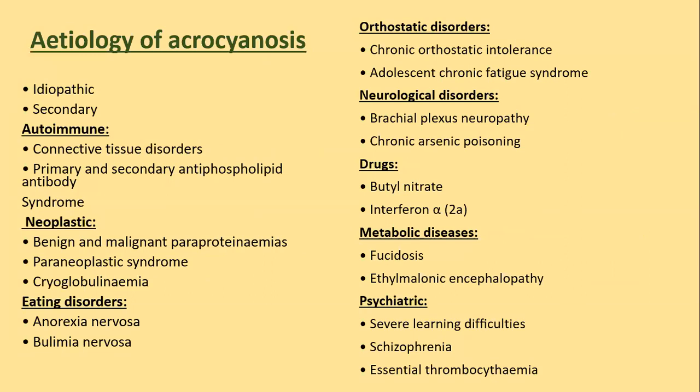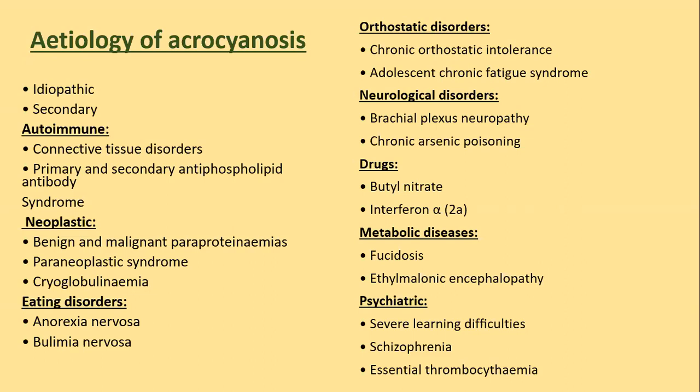The etiology of acrocyanosis is long, and it can be idiopathic or secondary. The secondary acrocyanosis can be due to autoimmune conditions like connective tissue disorders, primary and secondary antiphospholipid antibody syndrome. The neoplastic conditions include benign and malignant paraproteinemias, paraneoplastic syndrome, and cryoglobulinemia secondary to neoplasm. Eating disorders include anorexia nervosa and bulimia nervosa.